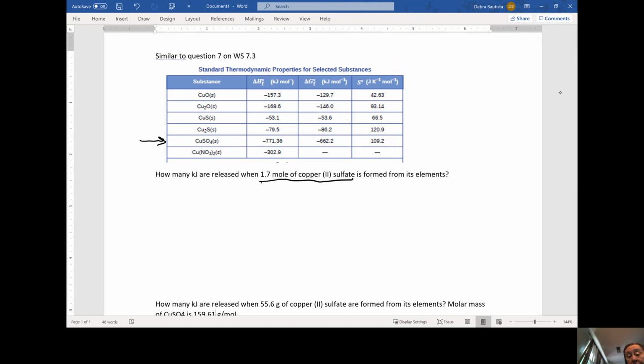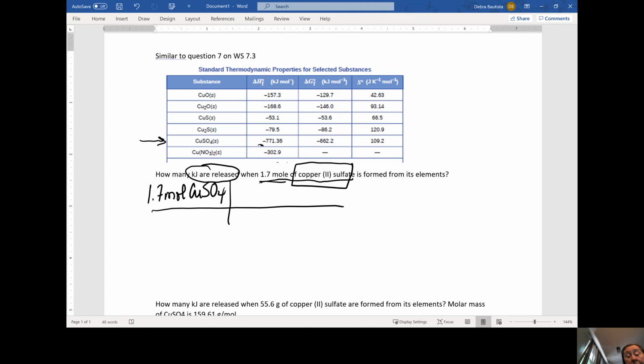I'm always going to start with the data in the question. So it's 1.7 moles of CuSO4. If you don't remember how to get the formula for a name, you should review that or you can Google it. I want to convert it and my answer needs to come out in kilojoules. It's telling me released, and that's good because the number here is negative.